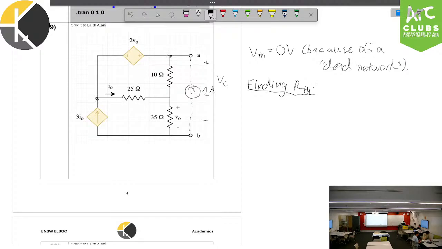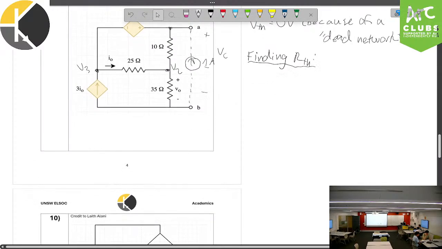So we label our nodes for this question. We've got V1 at the top here. Let's just call this down here V2, and we call this V3. So these are our 3 nodes, and we can apply nodal pretty easily.